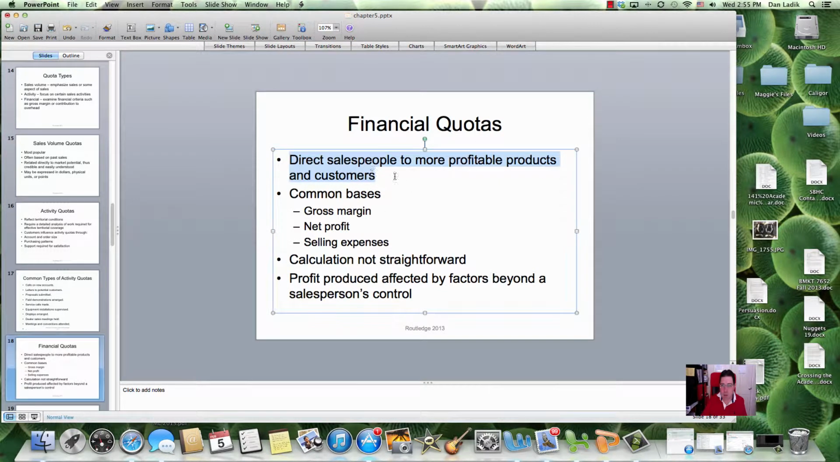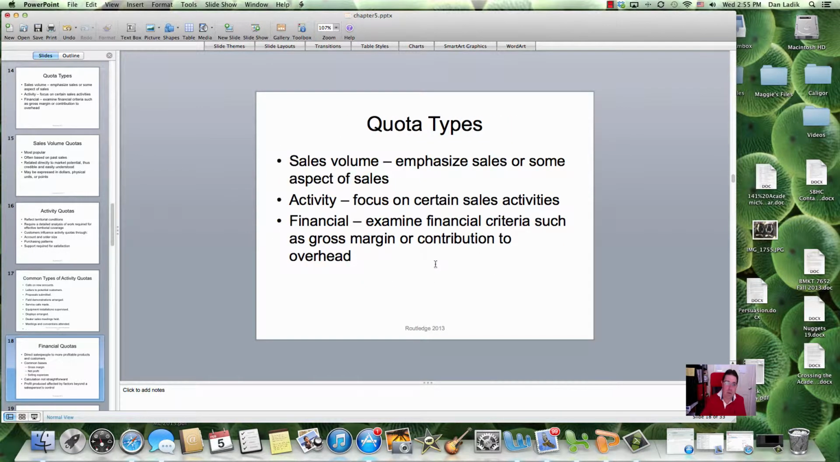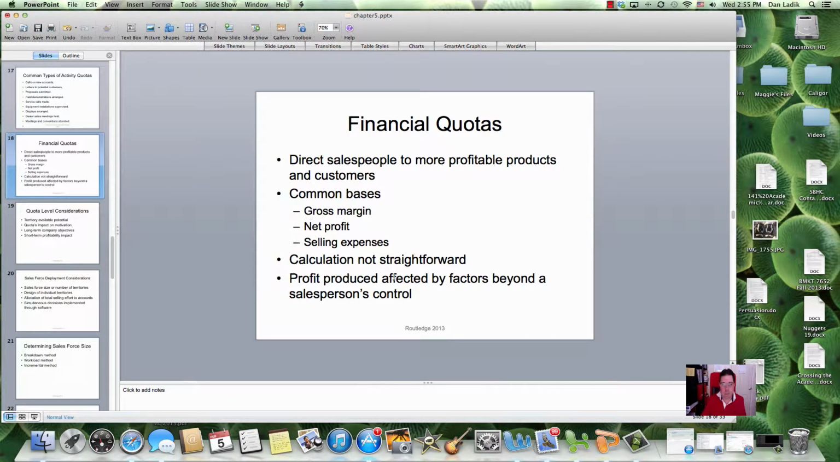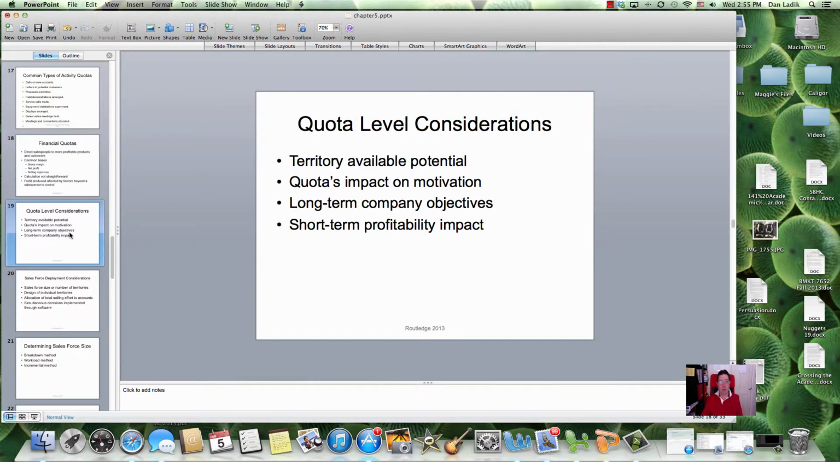The goal is to direct salespeople to more profitable products or customers. So it's either based on margin or some kind of net profit or overall selling expense. These calculations are not all that straightforward. It's easier to think about volume. That's very straightforward. Financial quotas are not as straightforward. There's many things that could impact profitability beyond a salesperson's control.